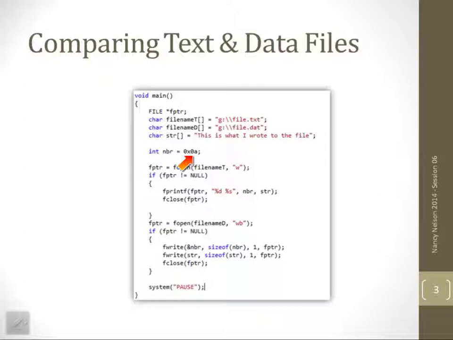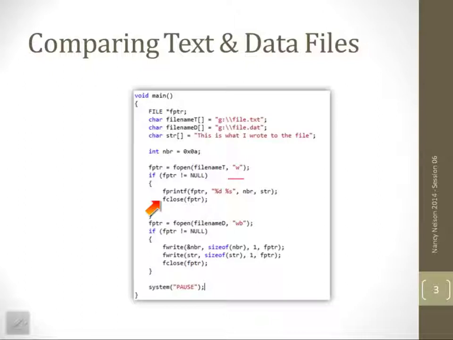So let's look at our text file first. Here we have the open instruction for a text file. We can see our mode is w. There's no b there, so that means we're going to be opening a text file. We check to make sure that the open was successful, and then we're going to use fprintf, which is a formatted print, to print an integer value, a space, and a string. So we're going to print the contents of number, which is the hex value 0a, followed by the string, "This is what I wrote to the file." Because we're writing, it's very important that we close the file, and we're finished.